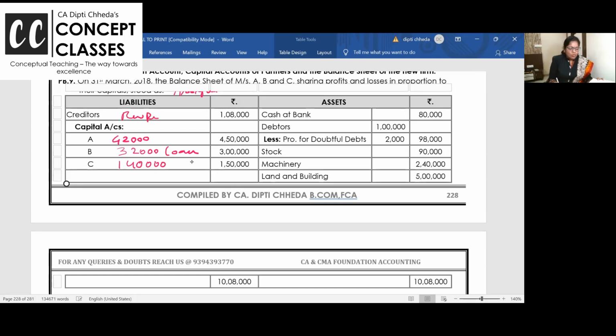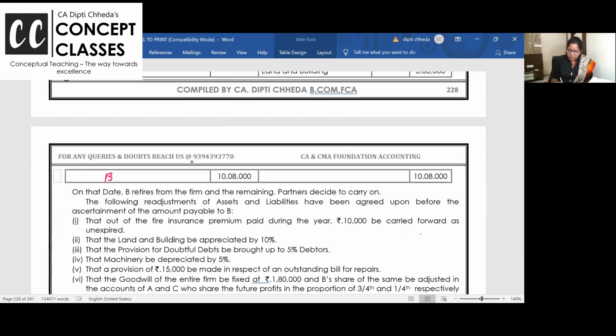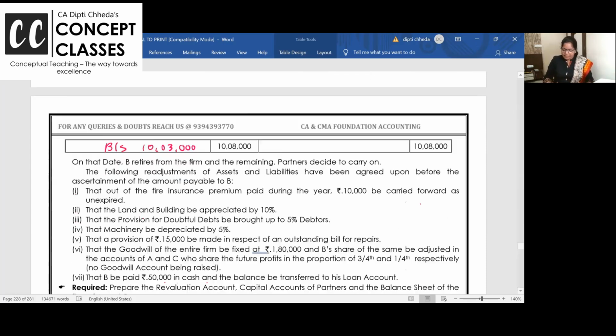Revaluation profit is coming to 30,000. Give it to old partners in the old ratio. Goodwill raise and write off. And the balance sheet total is coming 10,03,000. Balance sheet total is 10,03,000. So the ninth problem, you have to do it as assignment.